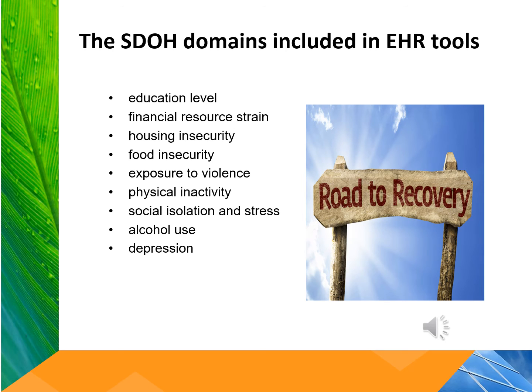Some of those social determinants of health that have been noted in the electronic health record tools are education level, financial resource strains, housing insecurity, food insecurity, exposure to violence, physical inactivity, social isolation or stress, alcohol use, and depression. All of these things would impact a person's physical recovery.